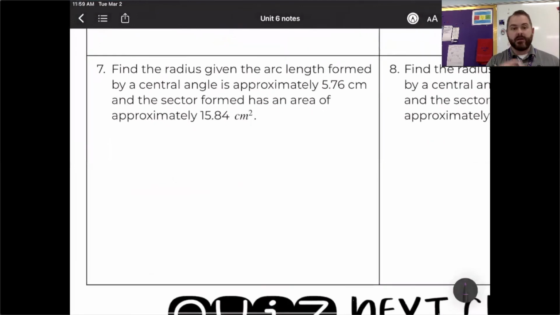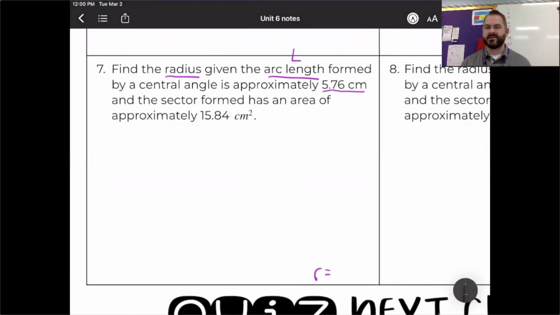On number 7, this is a little bit different. It says find the radius. So we're looking for R. R will be my final answer. Get that out of the way. This time they give you the arc length, L, formed by a central angle, is approximately 5.76.